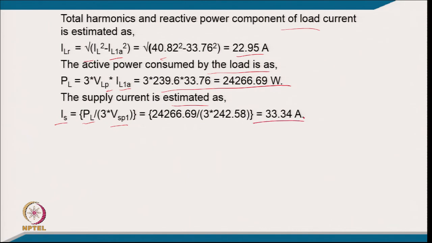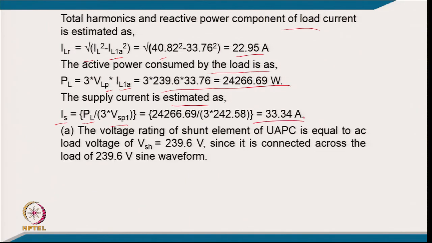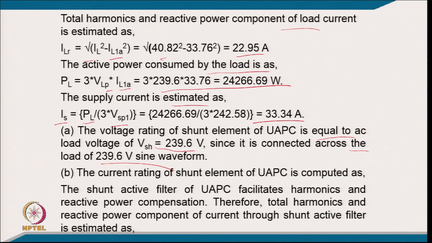So, it comes 33.34 ampere, and the voltage rating of the shunt active filter is equal to the load voltage, 239.6 volt, since it is connected across the load with the 239.6 volt sine waveform. The current rating of the shunt active filter is computed as follows. The shunt active filter of the universal active power conditioner facilitates harmonics and reactive power compensation. Therefore, the total harmonics and reactive power component of current through the shunt active filter is estimated as ISHR equal to the square root of IL squared minus IL1 squared.